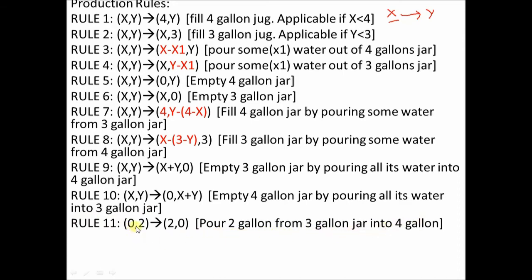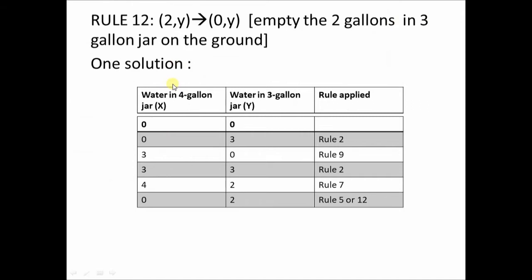That means if the situation is such that in the 4 gallon jar there is 0 amount of water, there is no water, and there are 2 gallons of water in the 3 gallon jar, then I am transferring this amount into this. So the 2 gallons go to the 4 gallon jar, and once this amount is transferred, the 3 gallon jar is empty. This is rule 11, and rule 12 is exactly the opposite, emptying 2 gallons in the 3 gallon jar on the ground.